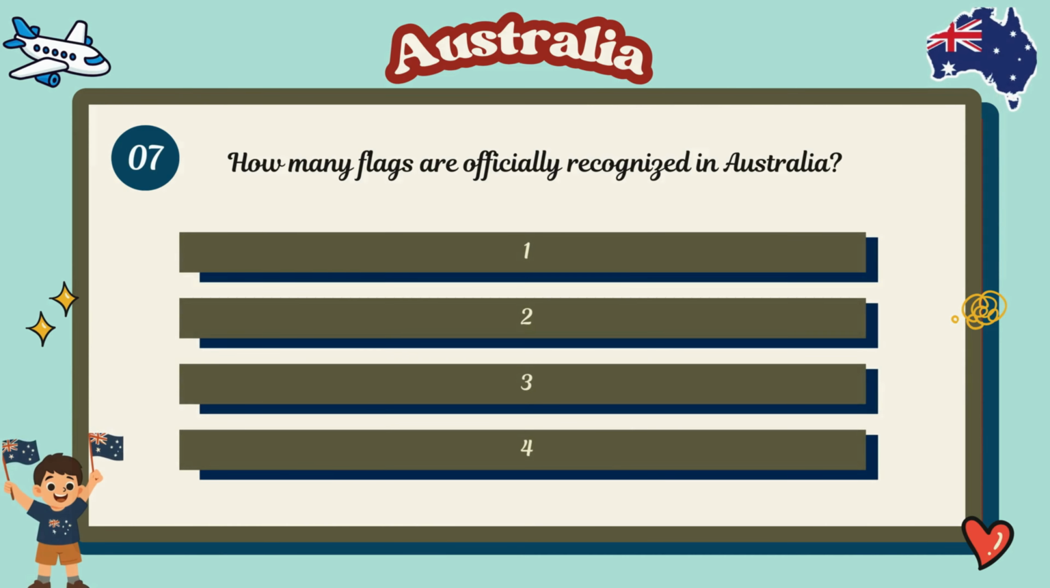Question 7. How many flags are officially recognised in Australia? A. 1, B. 2, C. 3, D. 4.